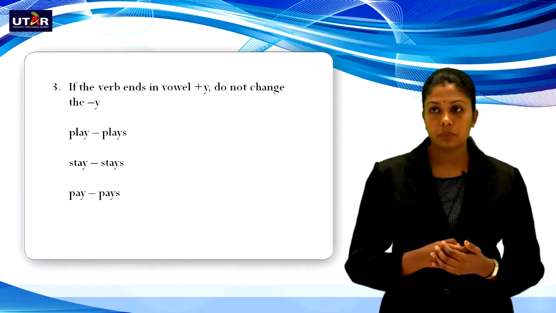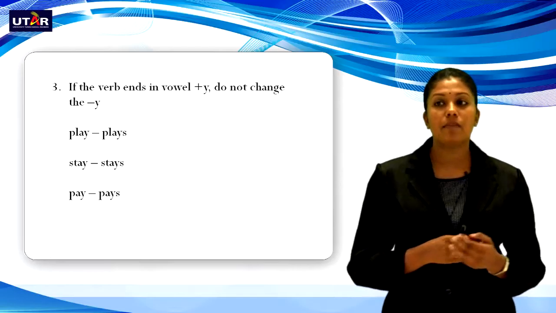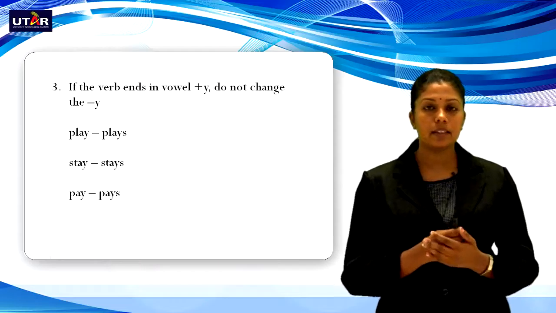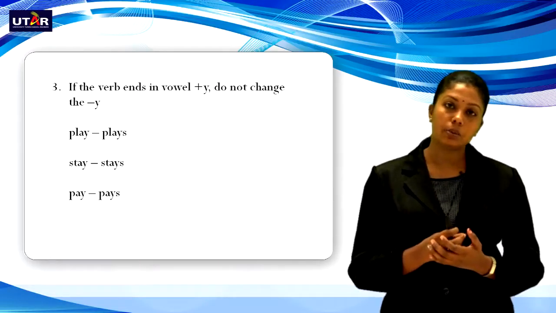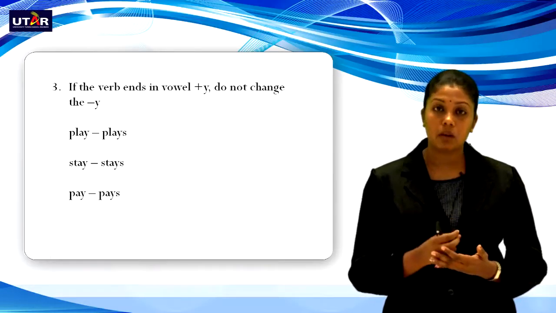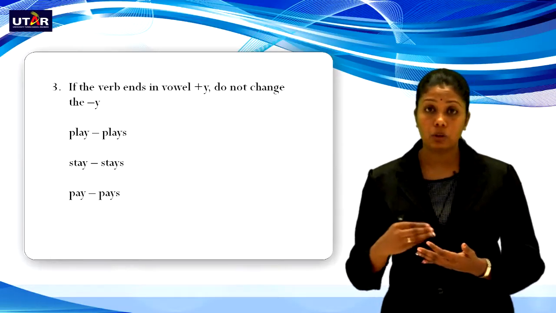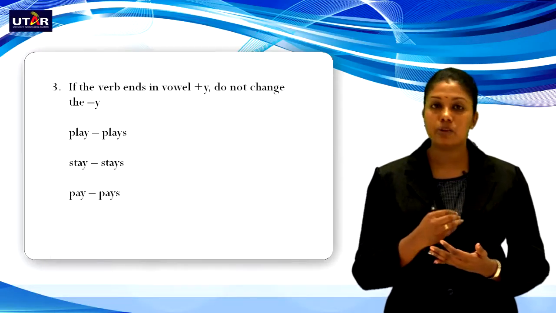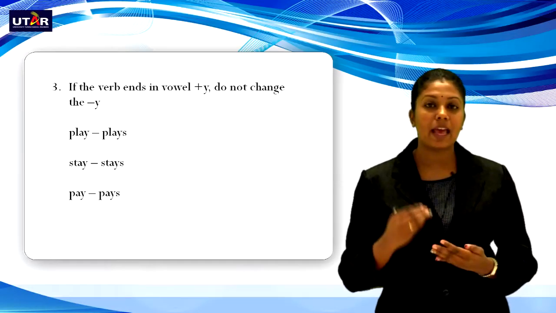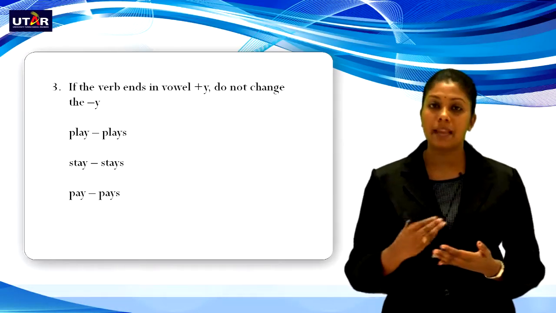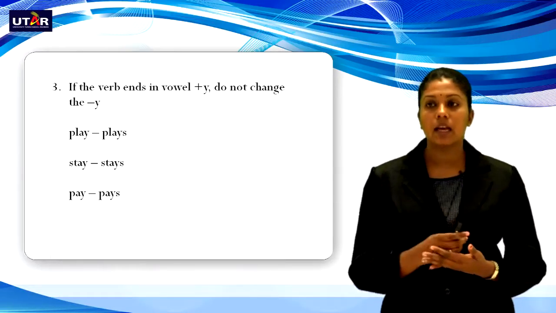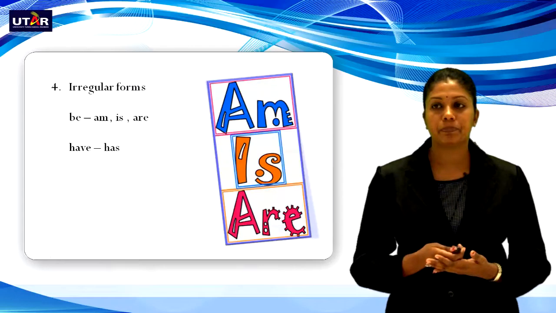Moving on to the third rule, if the verb ends in vowel plus Y, do not change the Y. Let's look at this example. Play. Though this word ends in Y, before the letter Y, there is a vowel. Vowel is A, E, I, O, U. So play, you don't have to remove the Y, add I, E, S, but you have to just add S to it. So play becomes plays, PLAYS. Then we have stay, stays, pay, pays.